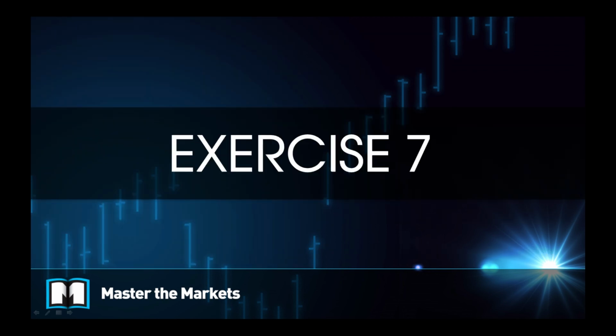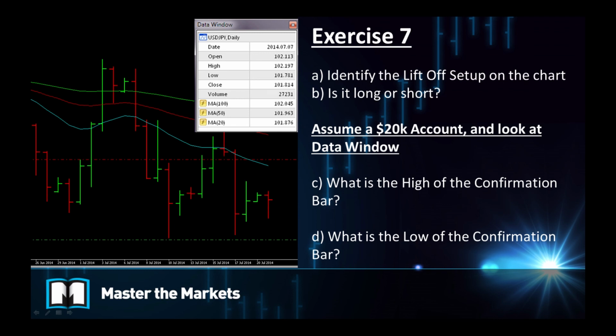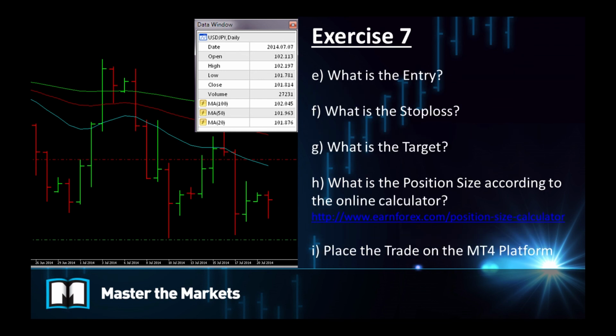Okay, on to exercise 7. Something similar, so identify the lift-off setup on the chart. Is it a long or a short setup? And then assume a $20,000 account, looking at the data window, and work out the high of the confirmation bar and the low of the confirmation bar. What is your entry? What is your stop loss, target, position size, and again place the trade on the MetaTrader platform according to the calculations that you got.